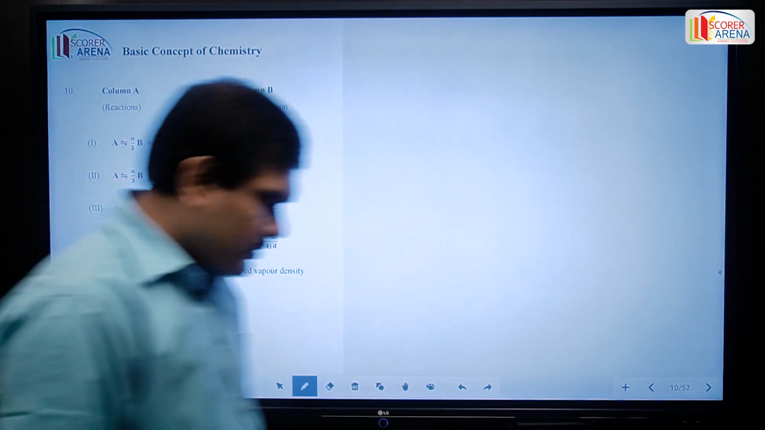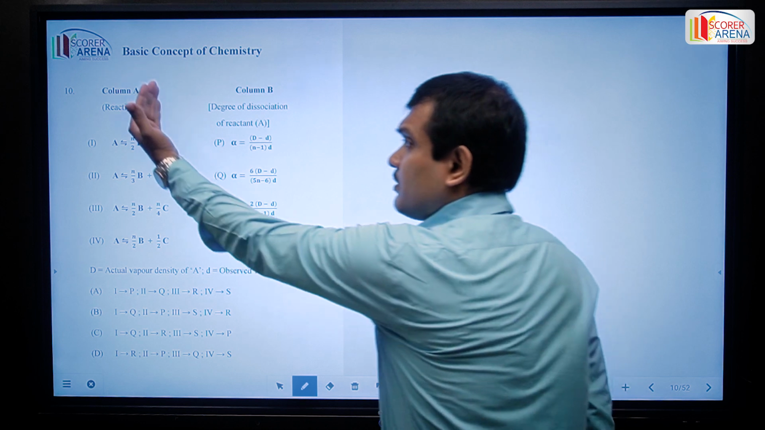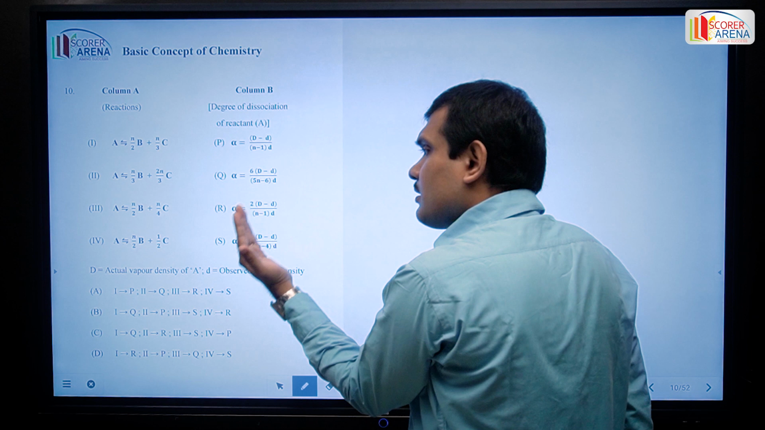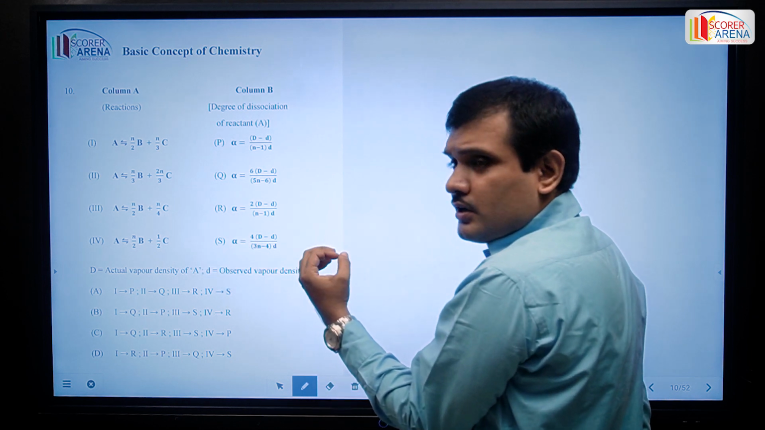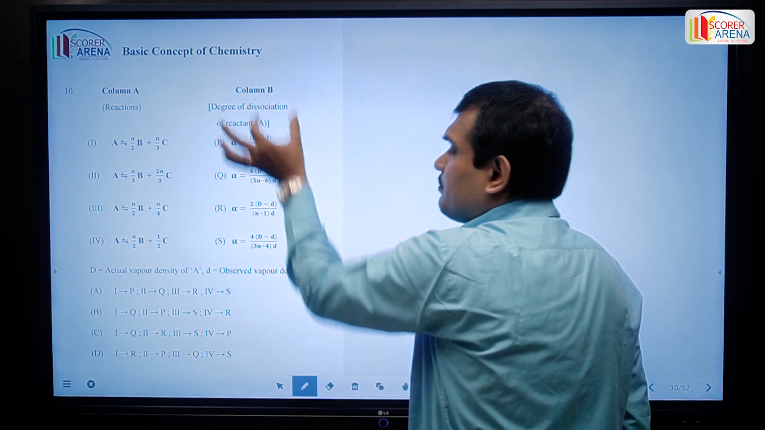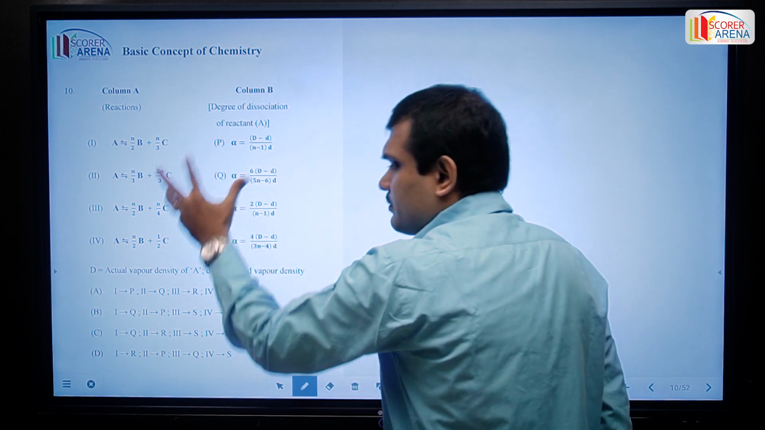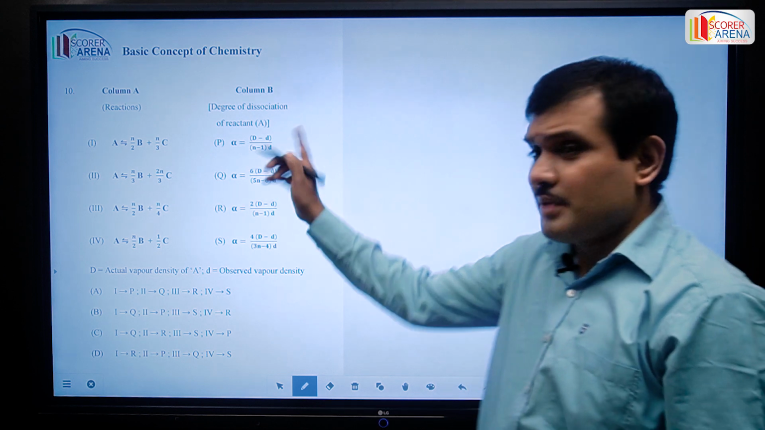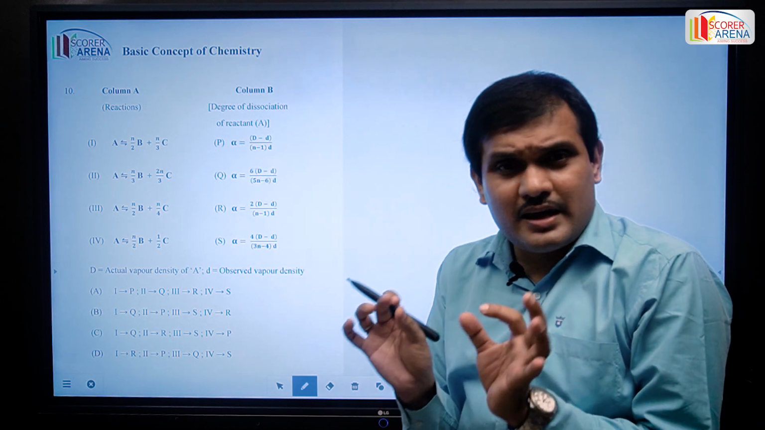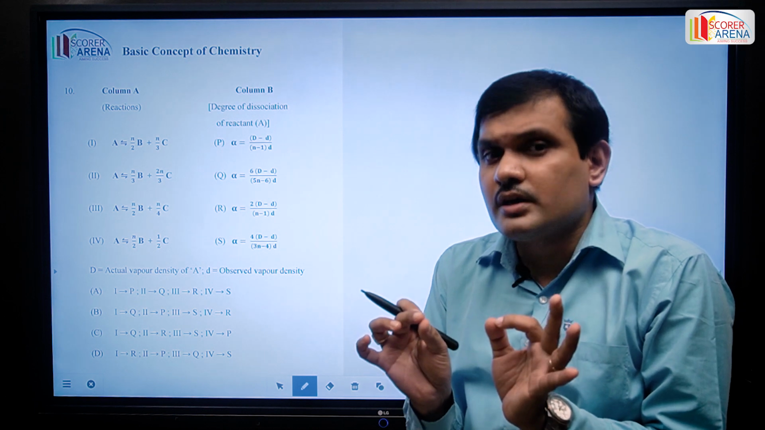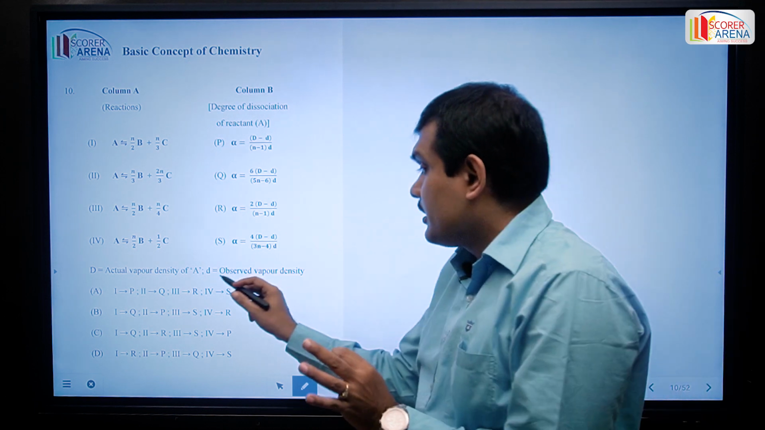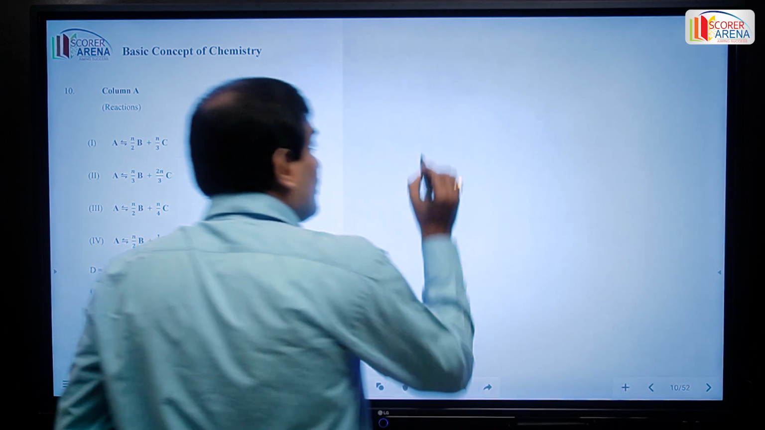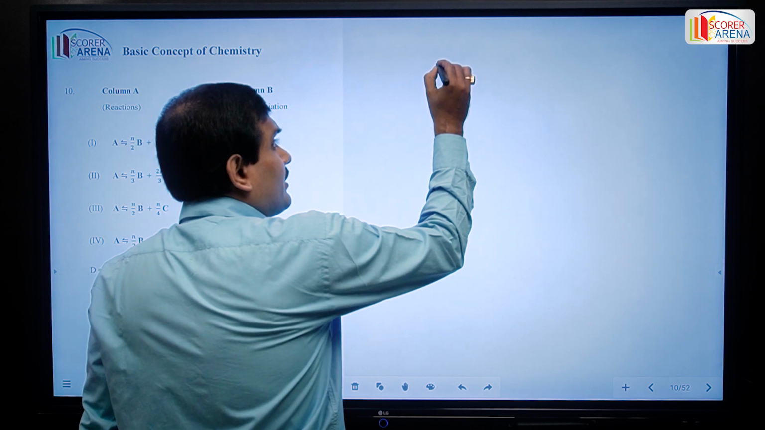Here also this question has some reactions which are given in column 1 or column A, and their corresponding alpha values, the degree of dissociation, which are asked in column B. We have to find out which matching is correct from this list. Here capital D deals with the theoretical vapor density, whereas small d represents the observed vapor density. So I have to use the formula directly here.